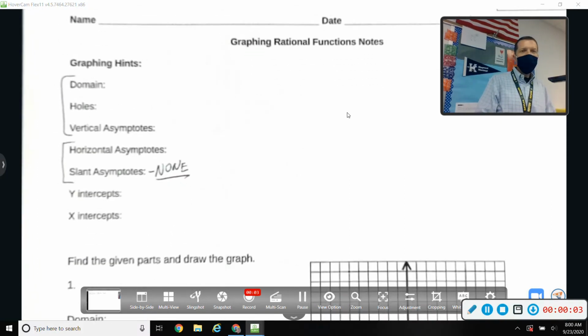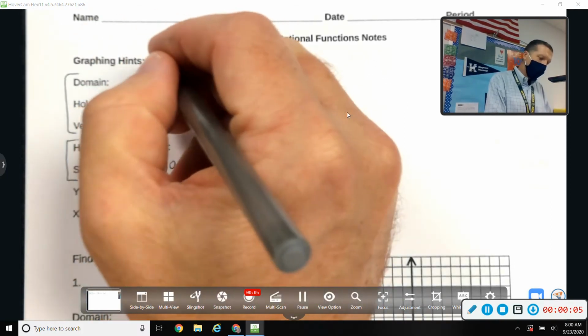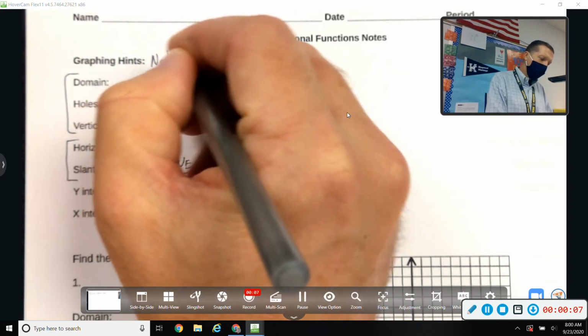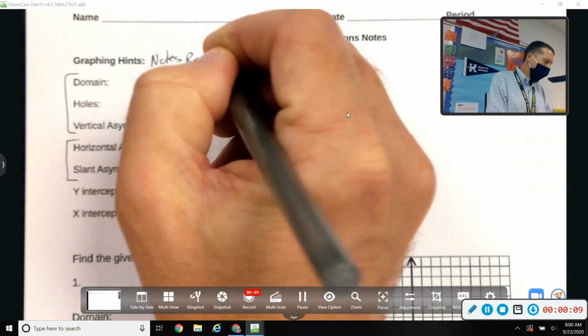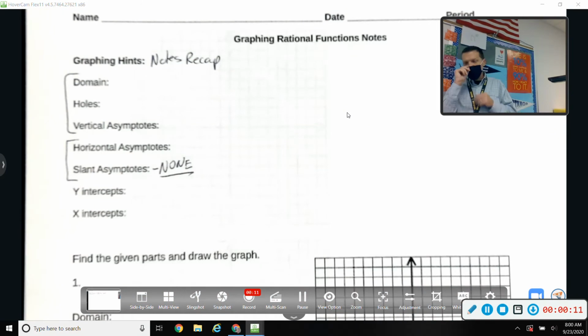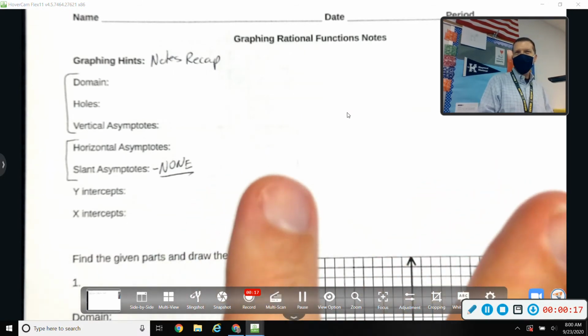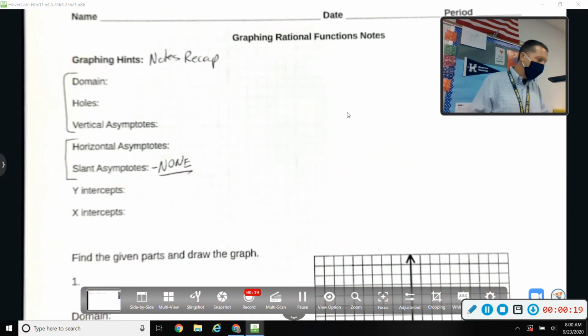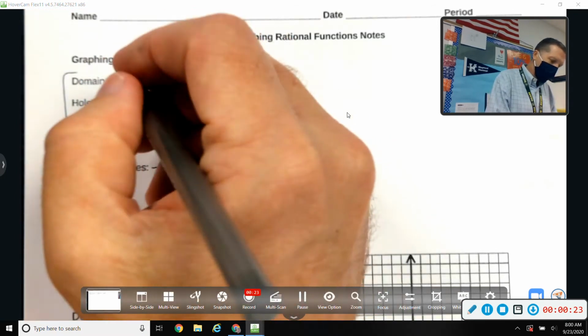All right, so the first thing we're going to do, graphing hints, another way to say this is like notes recap. So I'm going to recap the notes in like 2 lines per blank here. And I think most of you will be able to refer back to just this one little page as you do your homework.